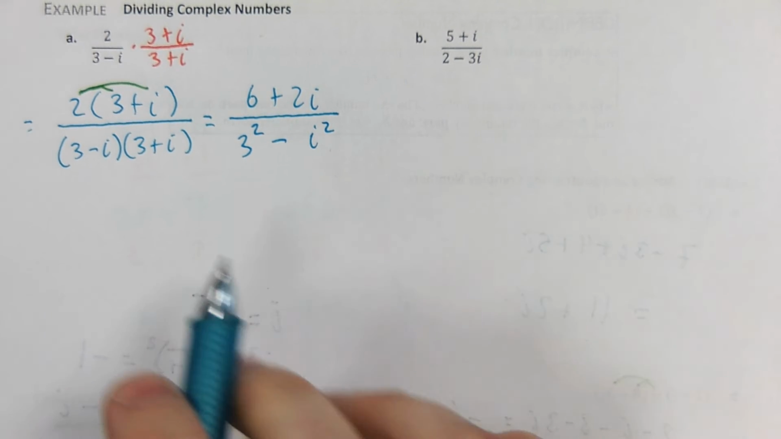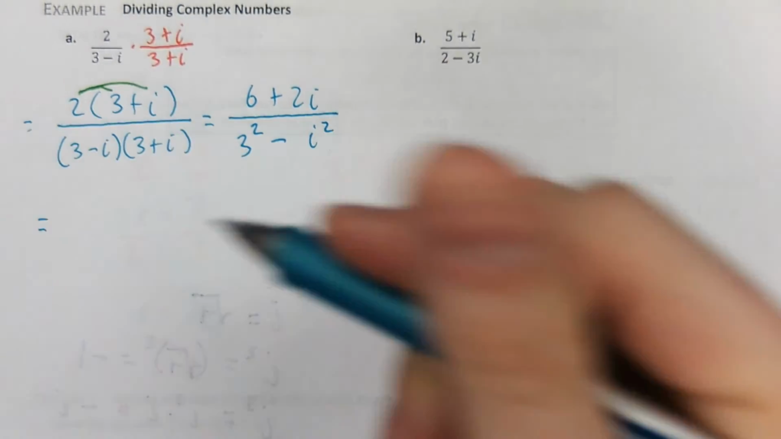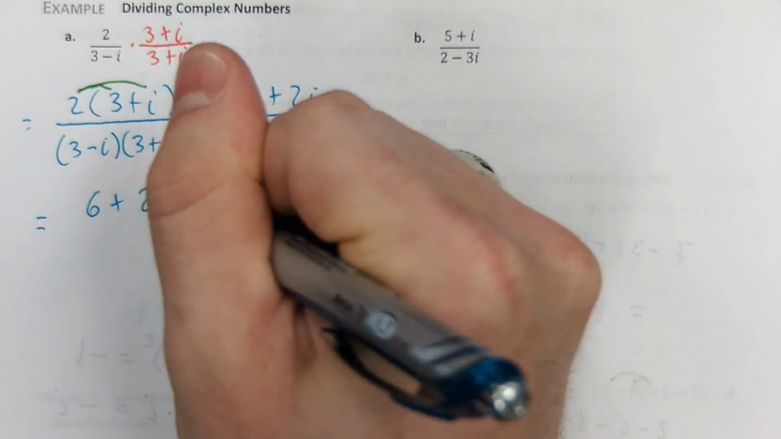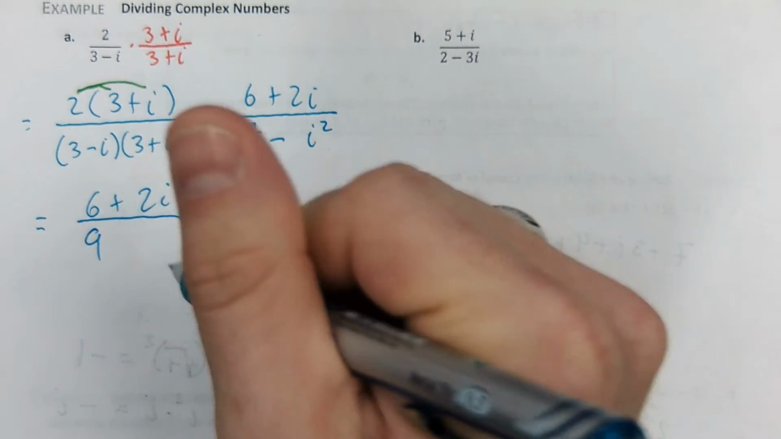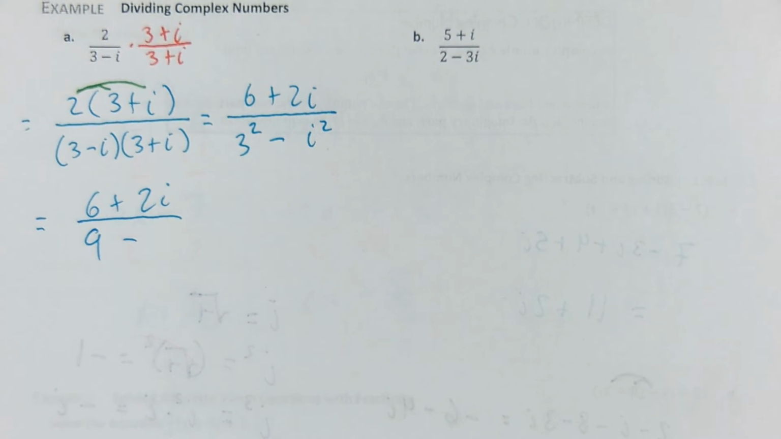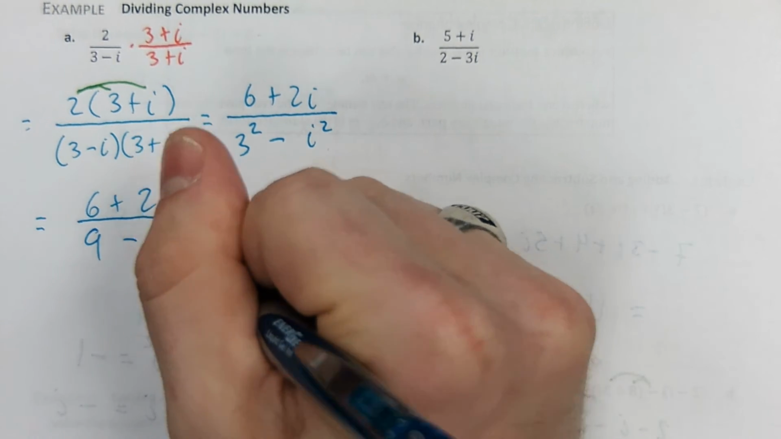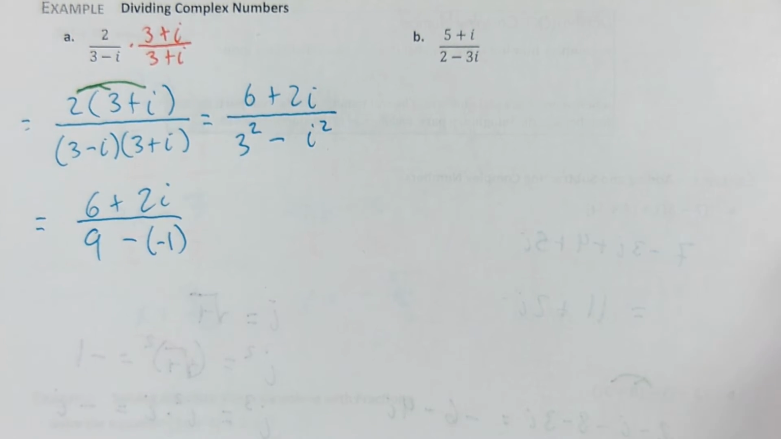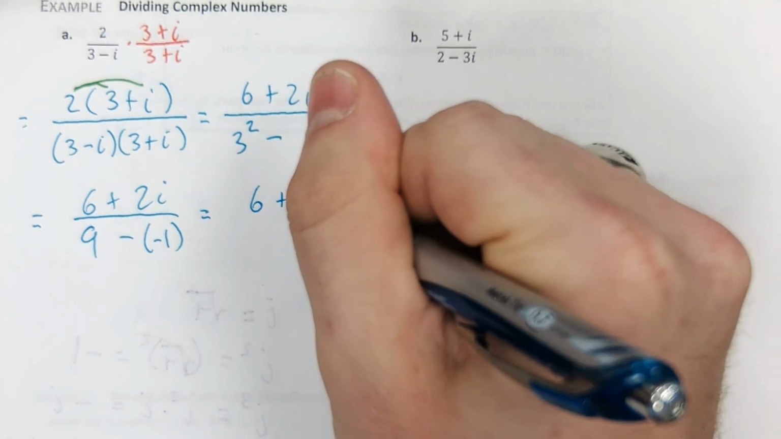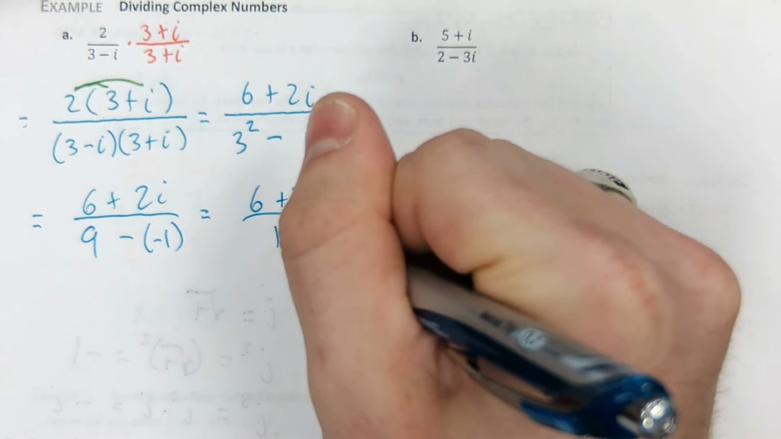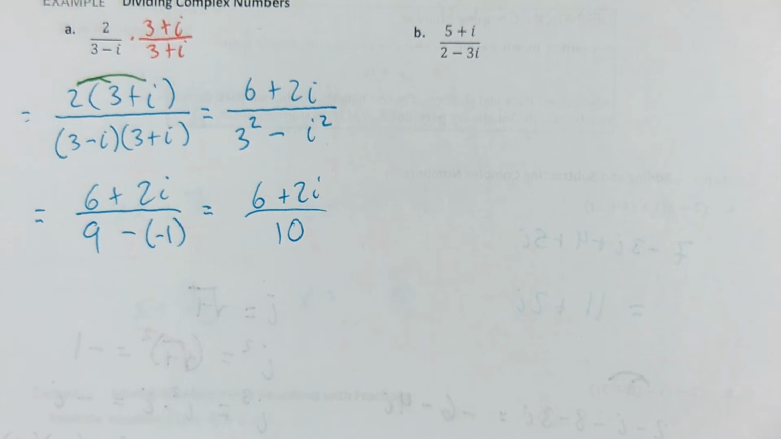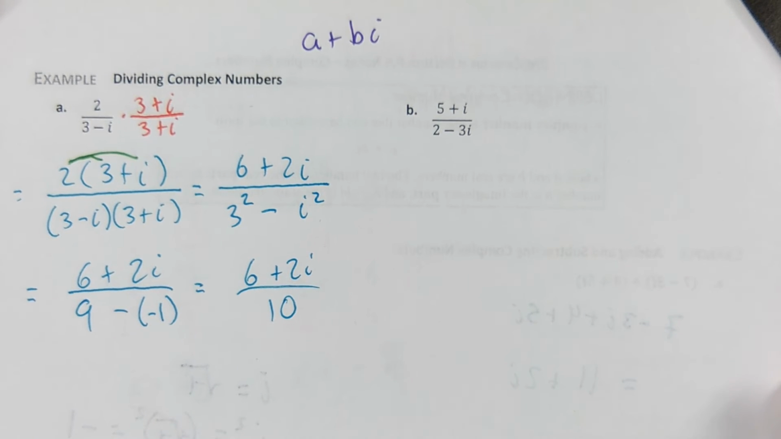Okay. The top, numerator, done. Bottom. 3 squared is 9 minus, and what's i squared again? Negative 1. Well, 9 minus negative 1 is the same thing as saying 9 plus 1, which would give you 10. Now, even though we managed to get the i out of the denominator, this is still not finished because it is not written in standard form, a plus bi, where the real and imaginary components are separated from one another.